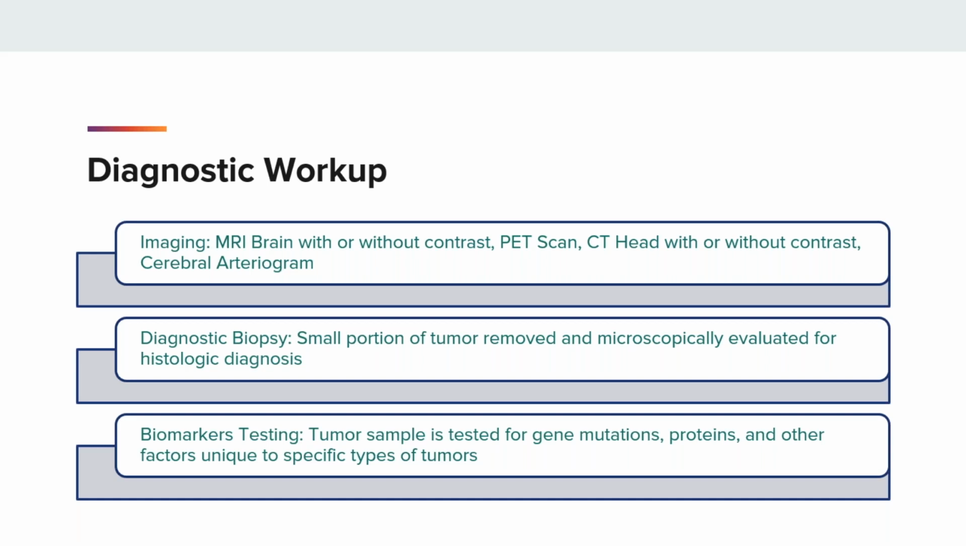Biomarker testing is done on the tumor sample for genetic mutations, proteins, and other factors unique to specific types of tumors, AKA molecular testing. So for example, a glioblastoma may have MGMT testing that's commonly done. A patient with an increased MGMT is more likely to respond to alkylating agents, and that is effective for brain tumors.